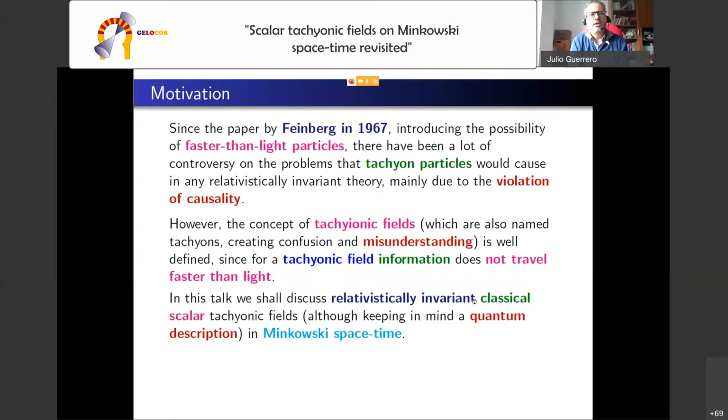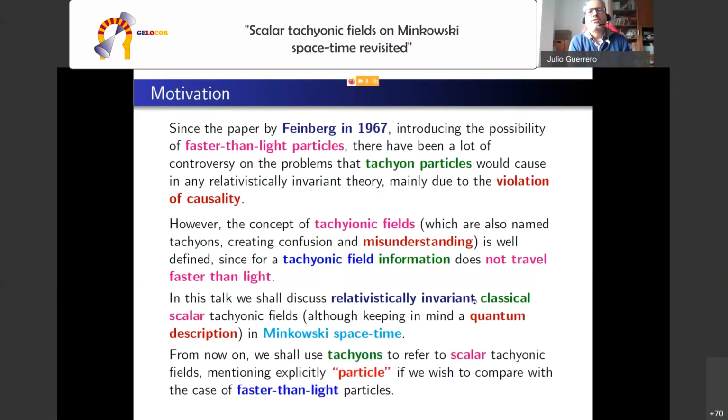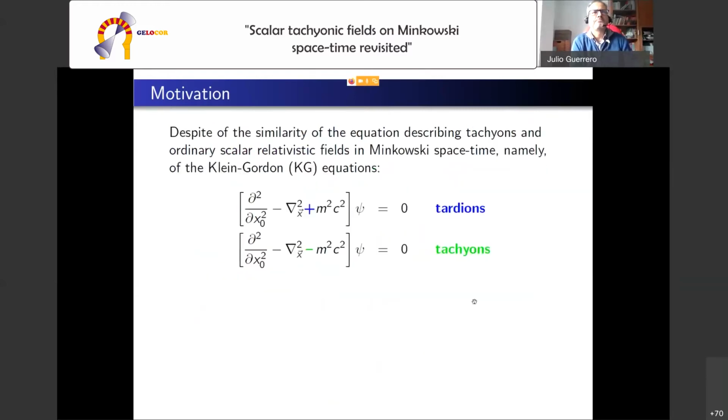Okay. In this talk, we shall discuss a result we obtained recently, introducing a relativistically invariant scalar product for classical scalar tachyonic fields in Minkowski spacetime. We have in mind to generalize to other spacetimes like de Sitter, but for the moment we have done it for Minkowski spacetime. Okay, from now on, by tachyons I will mean a tachyonic field. And if I am talking about tachyon particles, I will mention it explicitly. So I will talk about tachyonic fields.